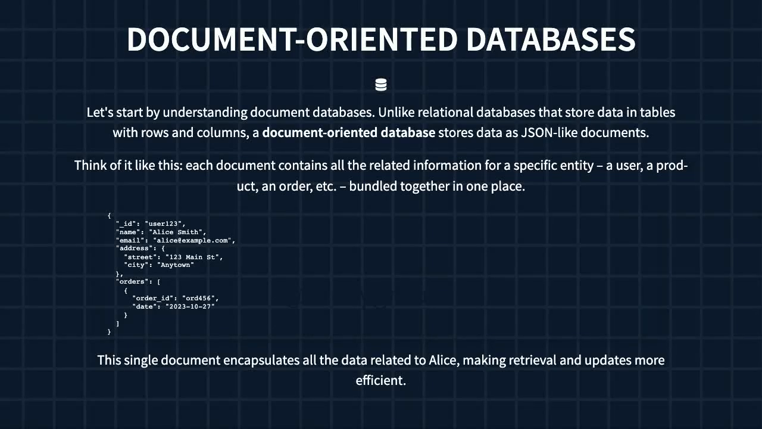Okay, let's talk about document databases. Instead of organizing everything into rigid tables like you might see in a traditional relational database, document databases store information as individual documents, often formatted like JSON. Essentially, each document contains all the related data for one specific thing, maybe a user or a product. It's really convenient because it bundles everything together, making it easier to read and update compared to juggling multiple tables.